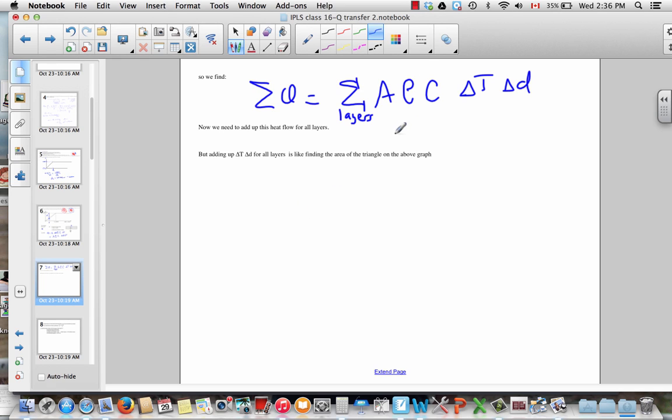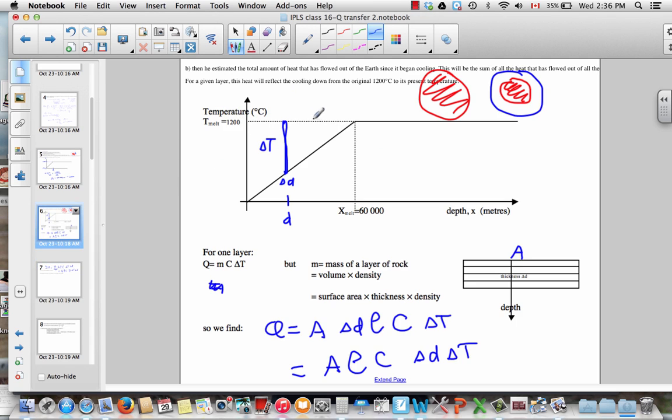But A, rho, and C are just constants. They're the same for each layer, so we end up adding up delta T, delta D, and as I said earlier, that's the little area of that little wedge. And if you add up all of those little layers, then you end up essentially just finding the area of this triangle, right? Because you'd be adding up this little area, adding up this little area, and that's going to give the area of the triangle, which is half times base times height.